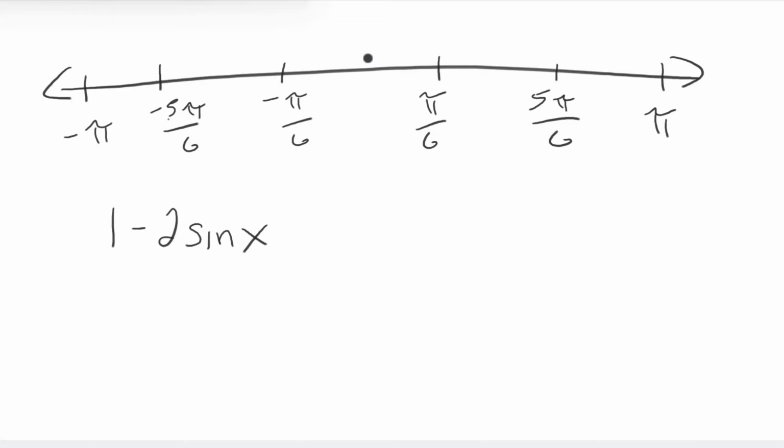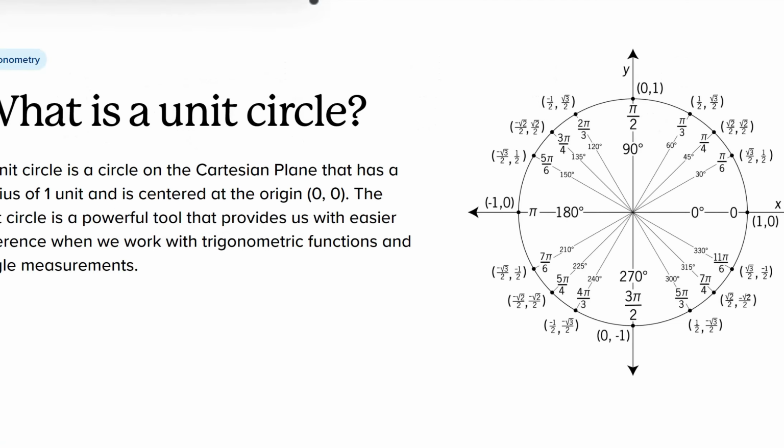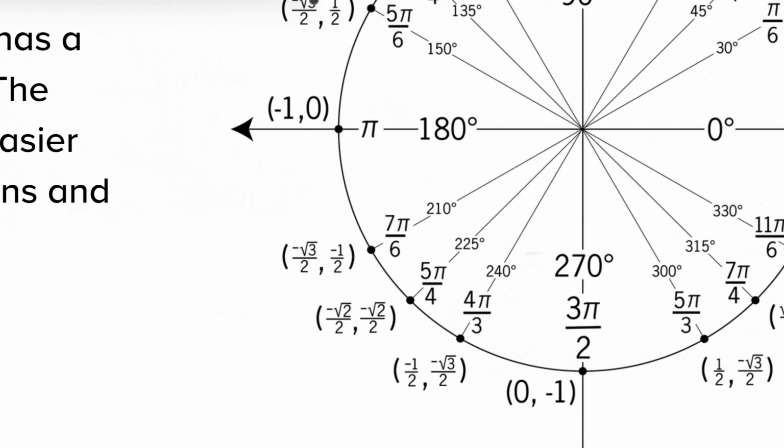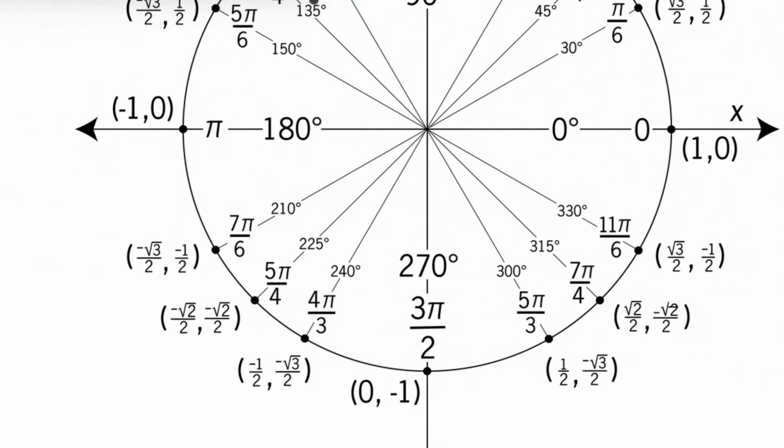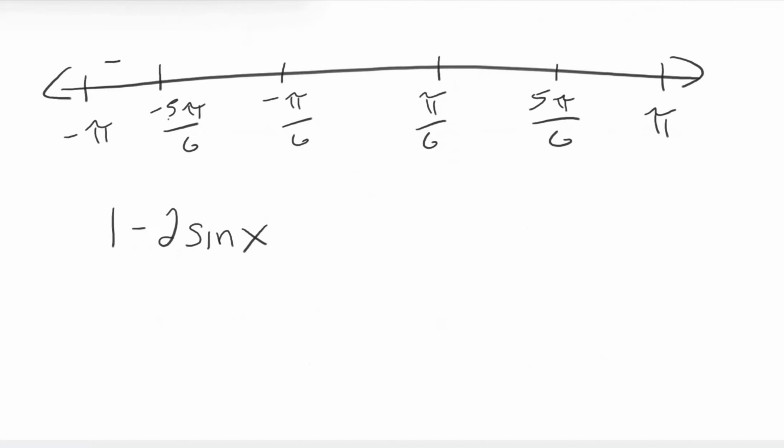All right, so between negative pi and negative 5 pi over 6, is this positive or negative? Is the question. So if I look, that's over here, right? Because that's negative 5 pi over 6. So between here and here, the value is negative. It's going from 0 to negative 1/2, right? So that means that it's negative there.